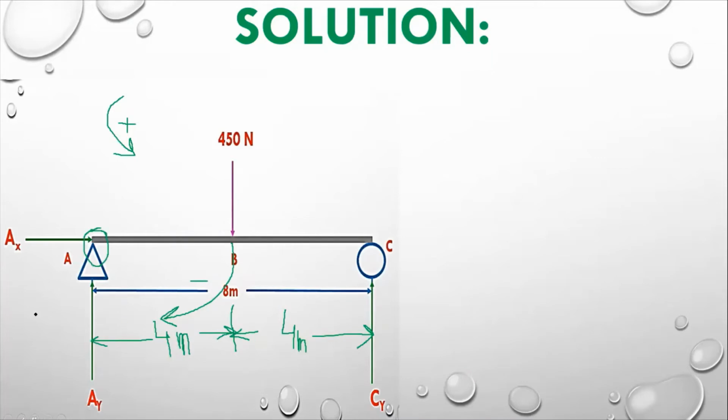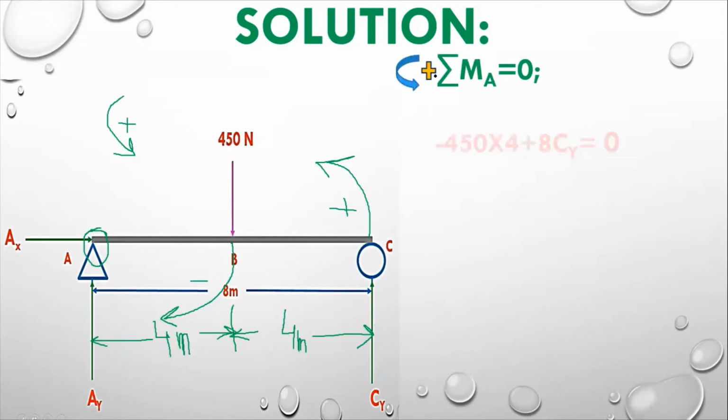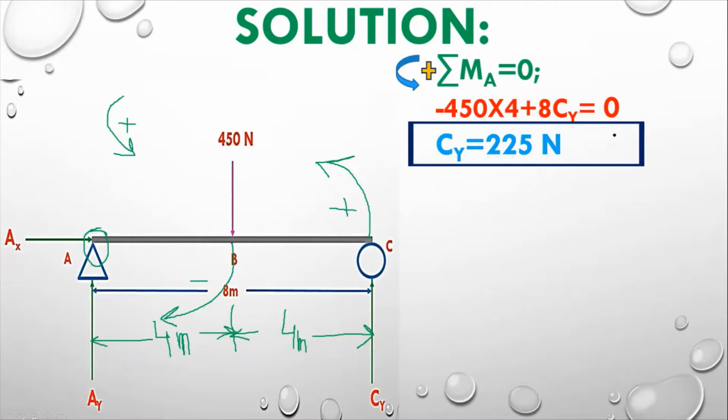Let me show you. First, 450 Newton multiplied by 4 meters should be the negative one, and the CY rotation must be anti-clockwise, so it should be positive. CY should be multiplied by 8 meters, because the distance from A to C is 8 meters. So here comes the solution, and you can see the anti-clockwise direction is positive. So minus 450 into 4, plus 8 CY. The value of CY comes out to be 225 Newton after simplification. The load is in Newton, so CY should be in Newton.